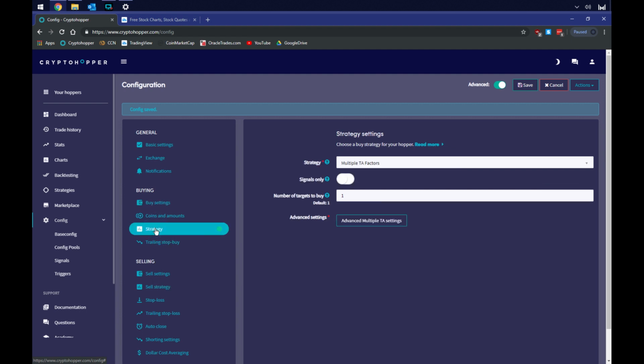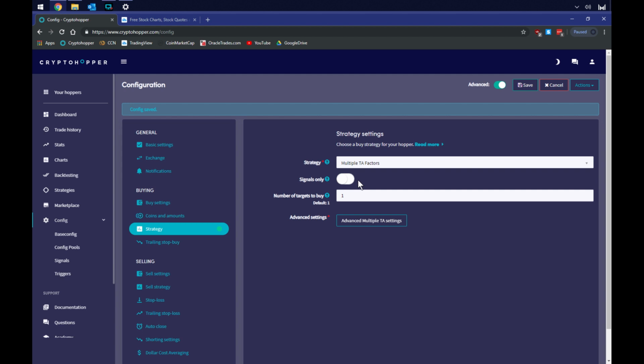Strategy settings is where you decide how the hopper will establish when to buy a currency pair. Now, a strategy can either be your own strategy or that of a third party, as we mentioned earlier. CryptoHopper also offers you the ability to follow signals from third parties, as you can see here on the right. By selecting signals only, all other strategies will be disregarded and disabled. As a word of general caution, only follow signals of people you trust and start with small amounts, just so that you can validate that the signals they are sending are actually working to your benefit.